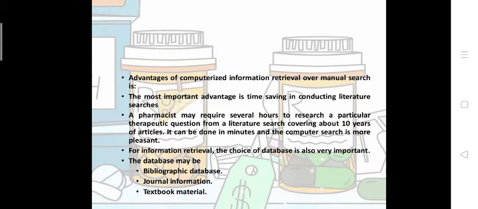Then since computer is the simplest one and the easiest one, it has a lot of advantages since it is time saving in conducting the literature review, as we know. And if you don't have computer system, a pharmacist requires several hours to research a particular question from a literature and convey about 10 years of article. It can be done in 10 minutes by just doing a search in the computer, which is more pleasant, right?